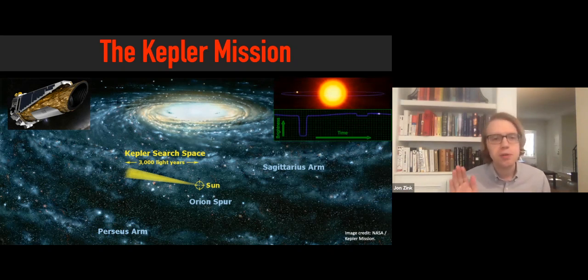Just to remind people, with transiting planets, the planet moves in front of the star and decreases the total brightness of the star, or the observed brightness. And from that, we can understand something about the planet's radius and its period based on the periodicity of these transiting signals. So what did Kepler find?